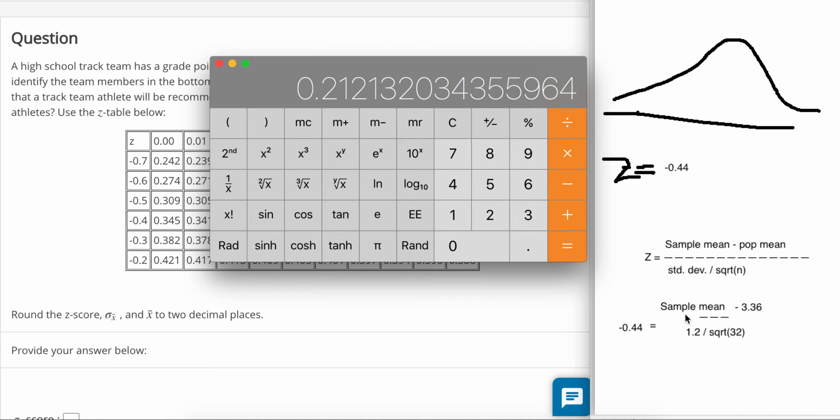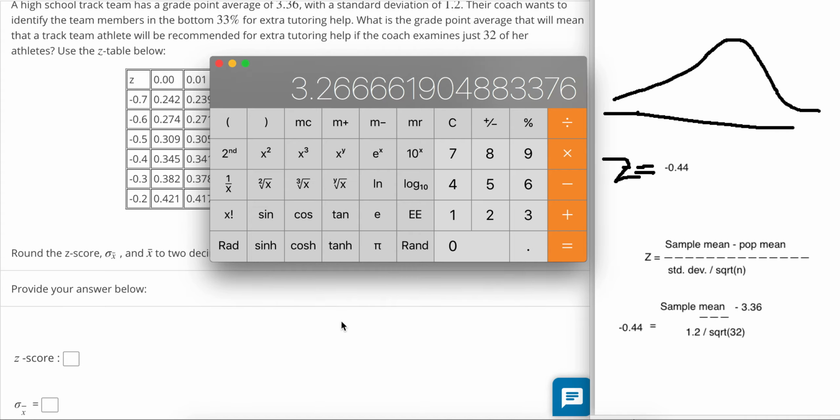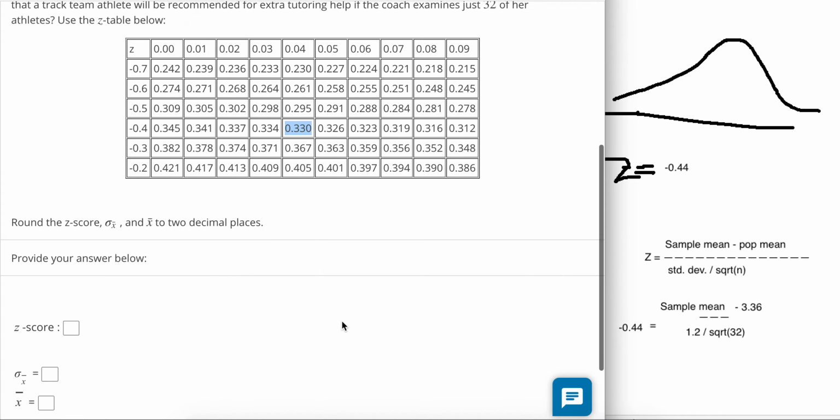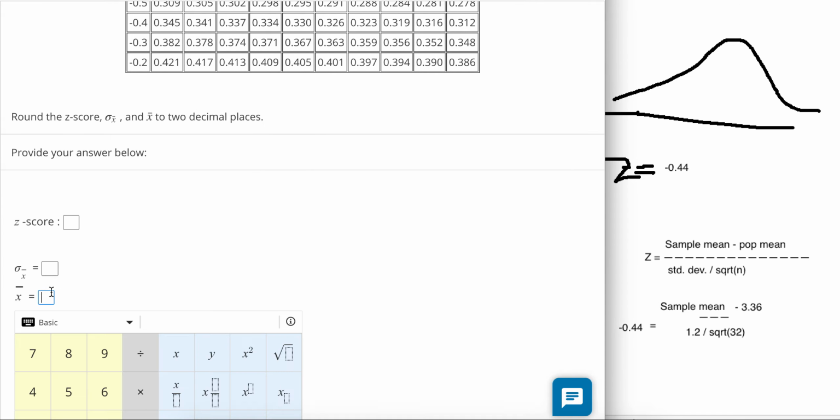Now to get the sample mean by itself, I have to multiply that to both sides to get rid of it out of the bottom. So negative 0.44 times that denominator gives us negative 0.933 on this side. Then we have to add 3.36 to finish getting the sample mean by itself. So we got 3.27 if we round to two decimal places.